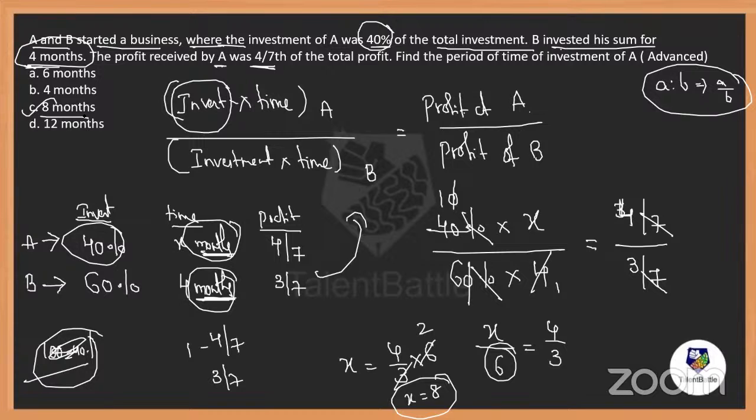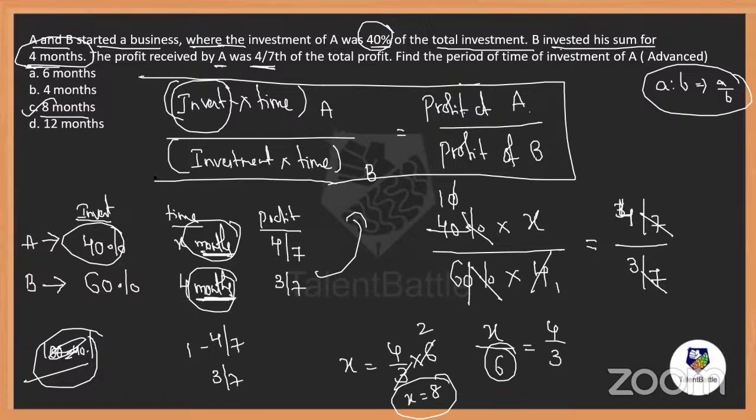All you need to do, whatever the question that comes from partnership, this is the formula that we use. This is actually ratio. It can even be written as A by B. That's why I directly wrote it in A by B format. Investment into time period of A by investment into time period of B will give you profit of A by profit of B. Okay, it should always give you the profit.